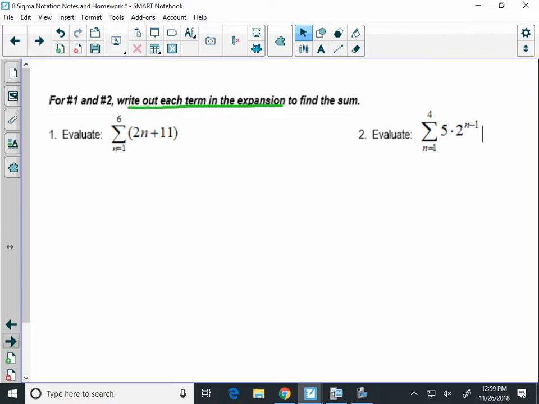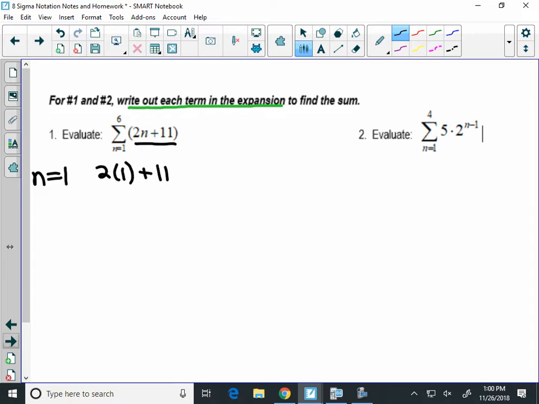So here's how we do this. It's not too bad. We're starting at n equals 1. So for n equals 1, I have to figure out what term that is in this sequence. So I'm going to put 1 into this formula. That's our sequence formula here. So we'll have 2 times 1 plus 11. And what's 2 times 1 plus 11? 13. That's the first term that you're going to be adding up.